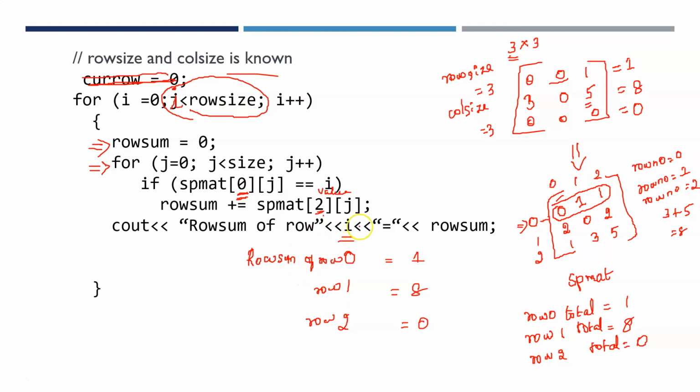So this is how it is performed. Now it's for you to change this code to find the column total. A minor change is essential. Perform the column total.